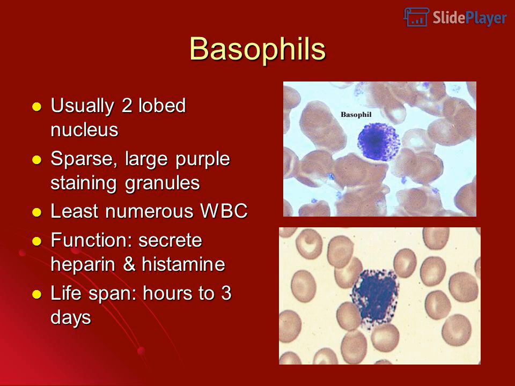Basophils: usually a 2-lobed nucleus. Sparse, large purple staining granules. Least numerous WBC. Function, secrete heparin and histamine. Lifespan, hours to 3 days.